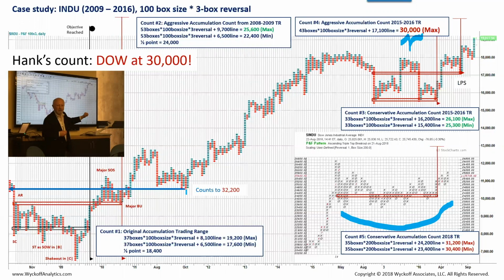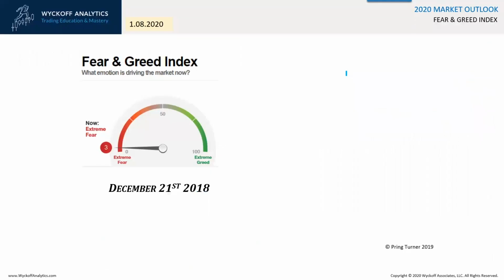And we included this additional pullback, and this increased the count to 32,200. So we actually took the count and stretched it even further, and this is a legitimate count. So we'll come back to this again, but the question is, we've gotten close to 29,000 or 30,000 here, and there are some counts that argue for a slightly higher objective. So is it possible that this could happen? Stay tuned, and we will come back to this at a later time.